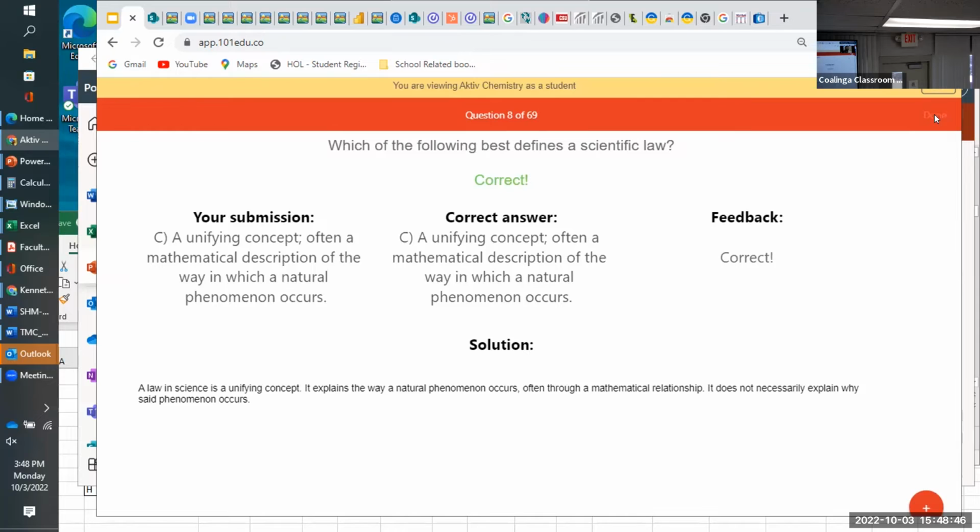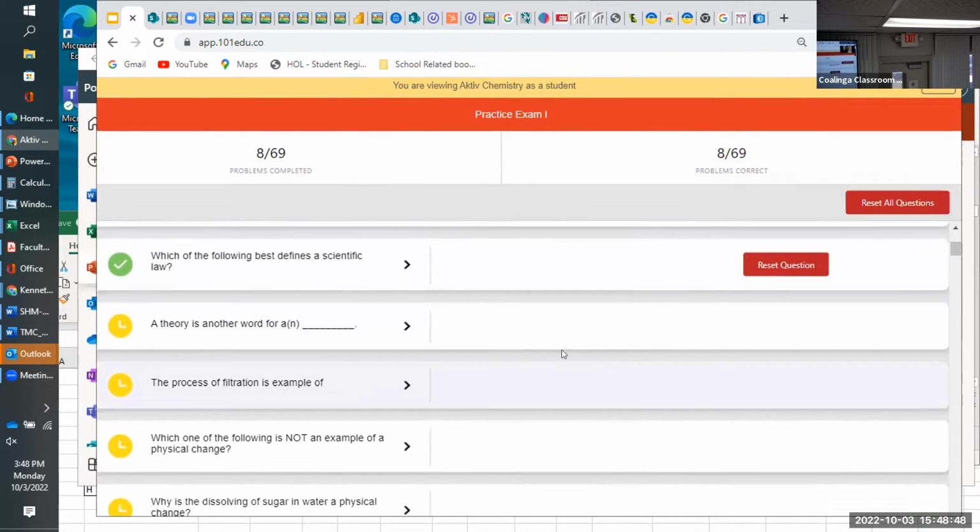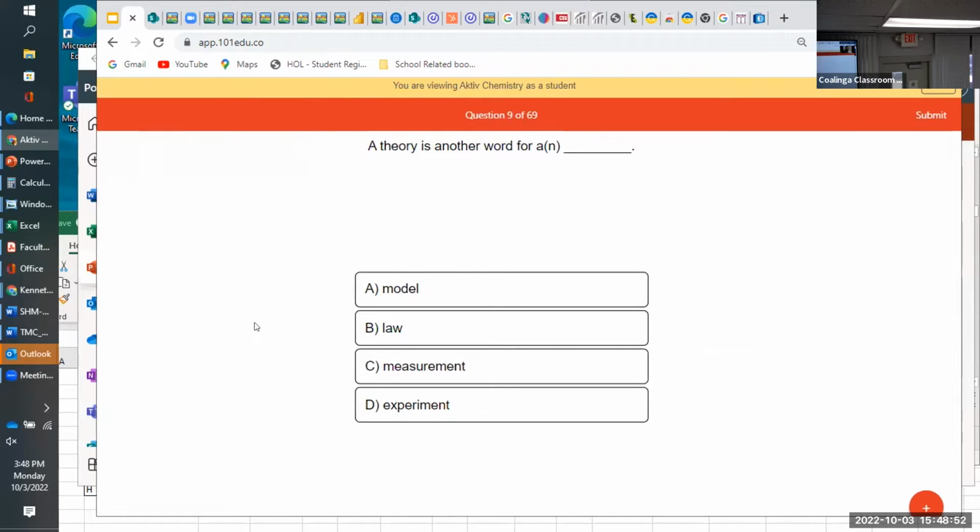Okay, ready for the next one? Yeah. Okay. I knew this, I just wanted to say it. A theory is another word for a model, a law, a measurement, or experiment.